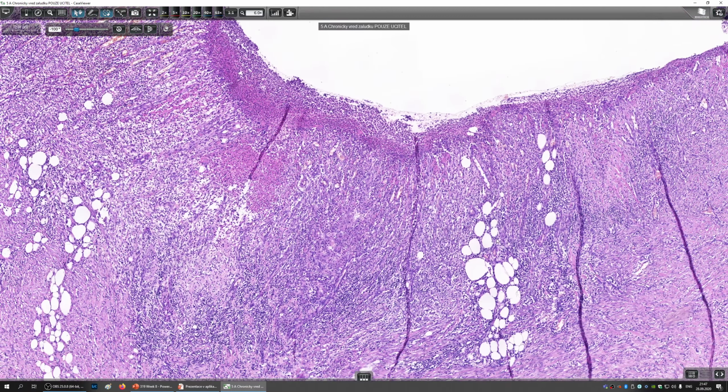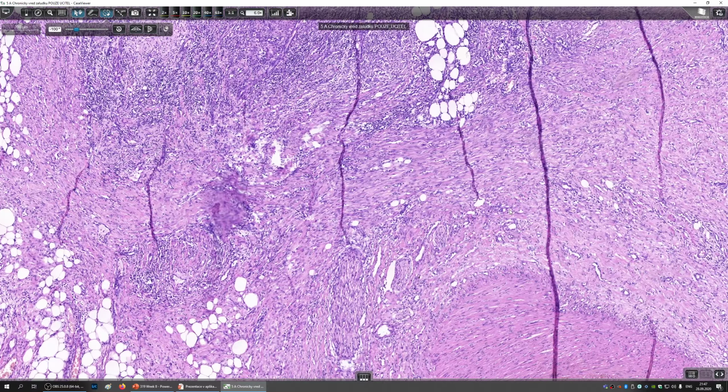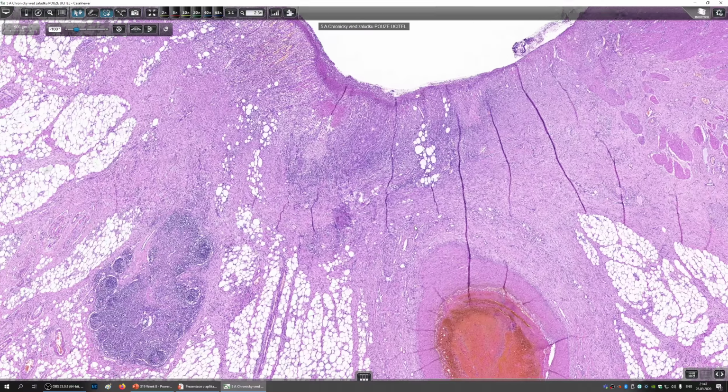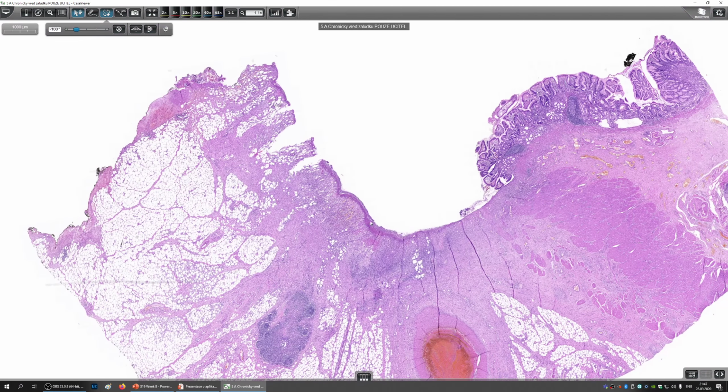So here you see the granulation tissue, and as you go deeper you can see that it has turned into scar. This is very cellular scar tissue, and this was the attempt of the organism to stop the ulcer from digging any deeper, and it has unfortunately failed.